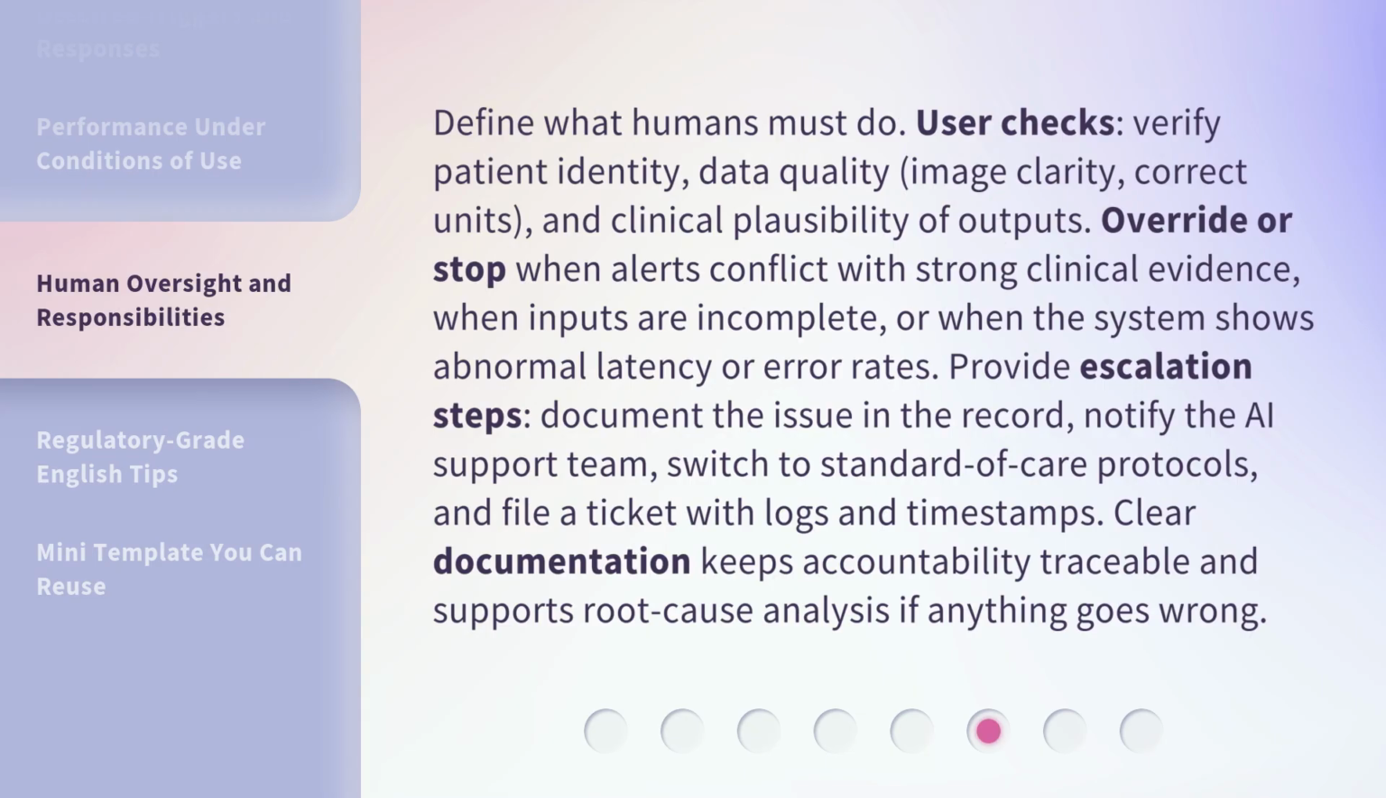Define what humans must do. User checks: verify patient identity, data quality, image clarity, correct units, and clinical plausibility of outputs. Override rules: stop when alerts conflict with strong clinical evidence, when inputs are incomplete, or when the system shows abnormal latency or error rates. Provide escalation steps.